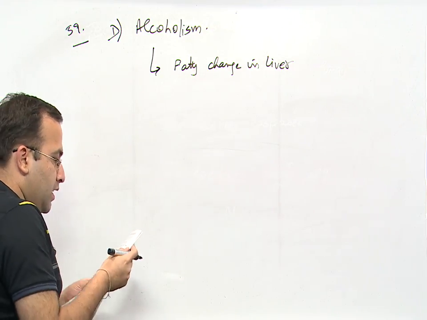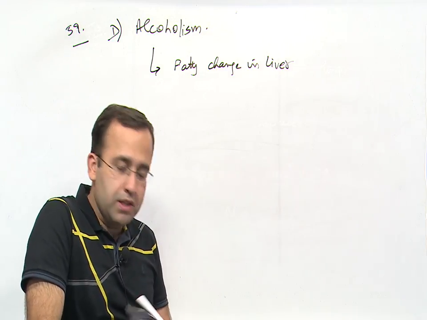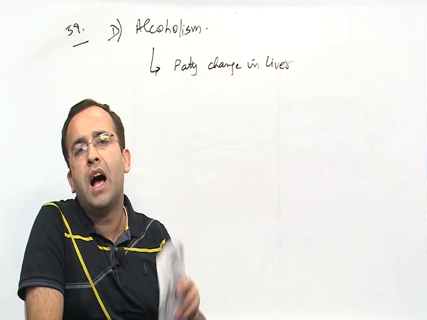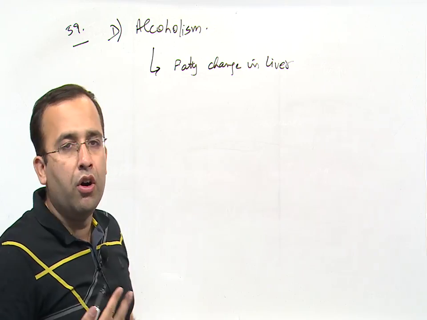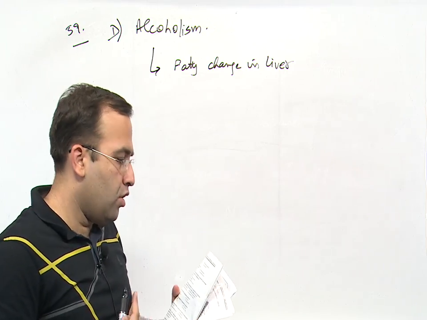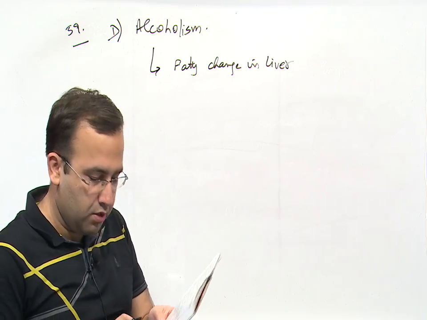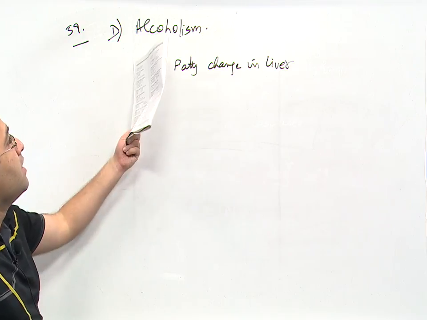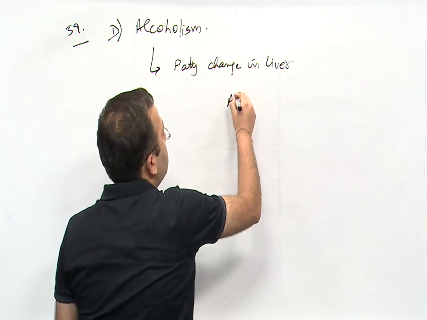Next point, see, it is not tuberculosis because TB will show granulomas. It is not hemochromatosis because that is iron accumulation and it will show hemosiderin deposits on Prussian blue. It is not galactosemia. Why? Because it is not associated with fibrosis. So the answer is alcoholism, and alcoholic liver disease.